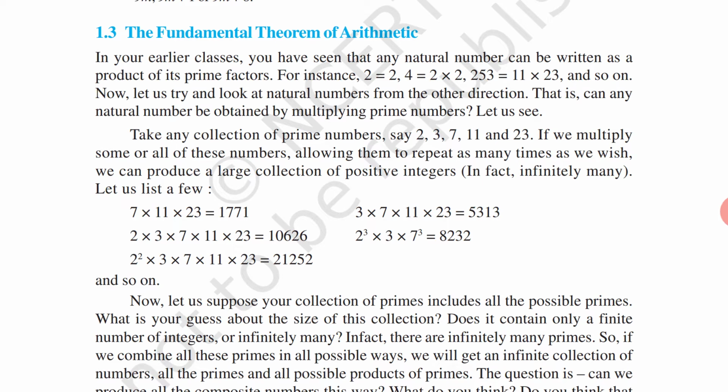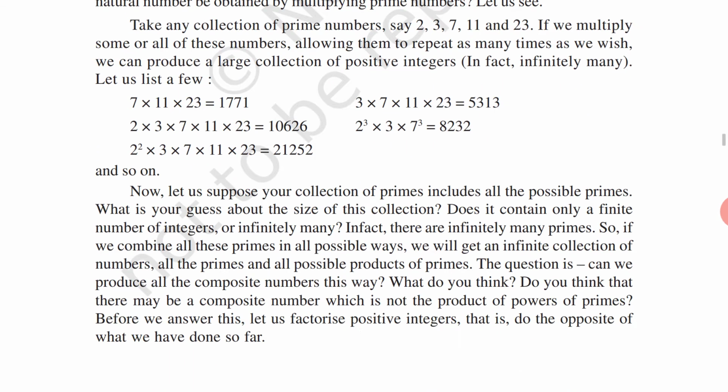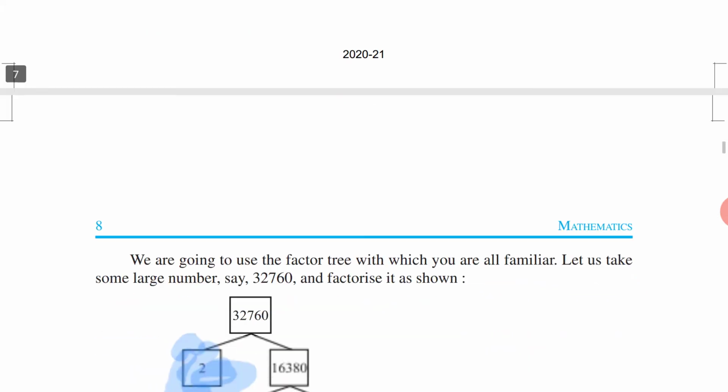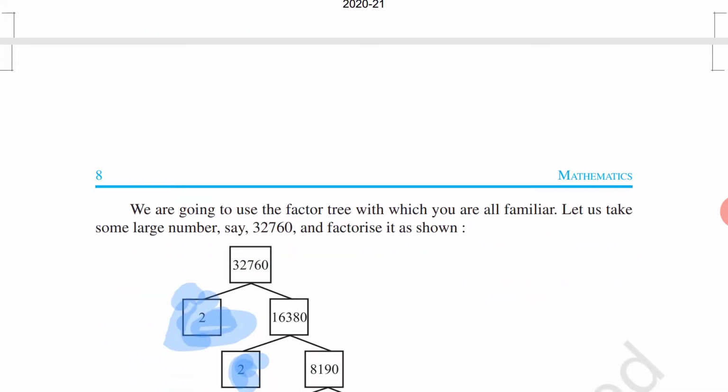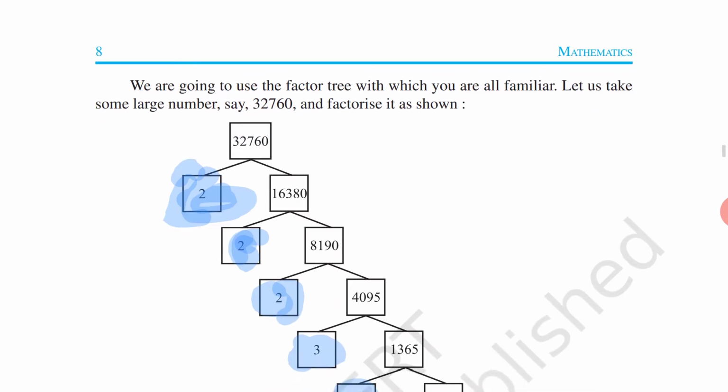In earlier classes, we studied the prime factorization method, and we also know how to find HCF and LCM by using it. We also know the factor tree. So in this topic, we are using the factor tree or prime factorization method. Let's see how to find the prime factors of any given number, for example, 32,760.